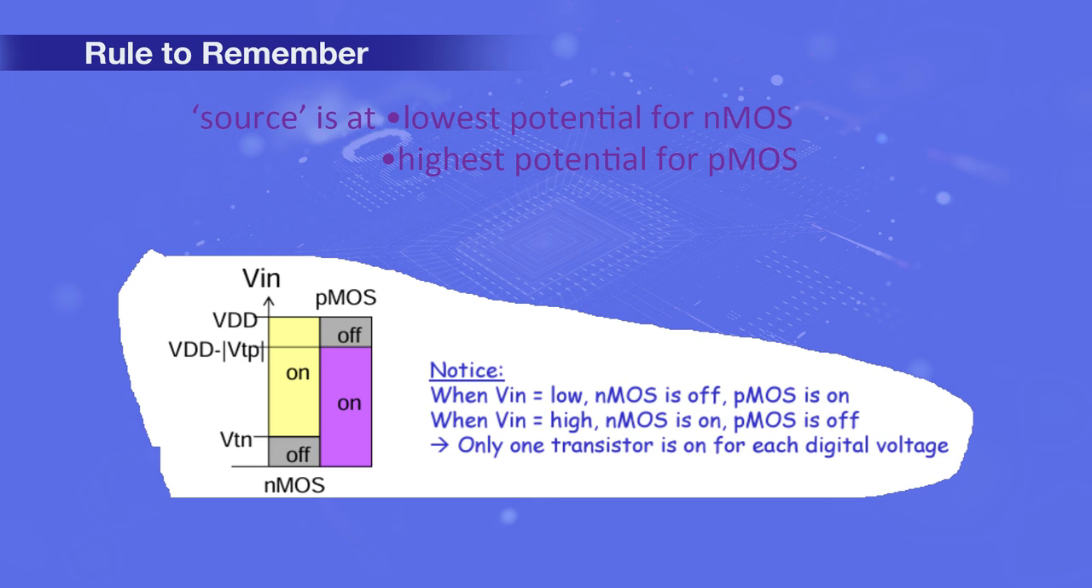Here the highest potential is VDD. Another thing to remember is, when Vin is logic low, NMOS is off and PMOS is on, and whenever Vin is logic high, NMOS is on and PMOS is off. So at a time only one transistor, either PMOS or NMOS, will be working in a digital voltage.